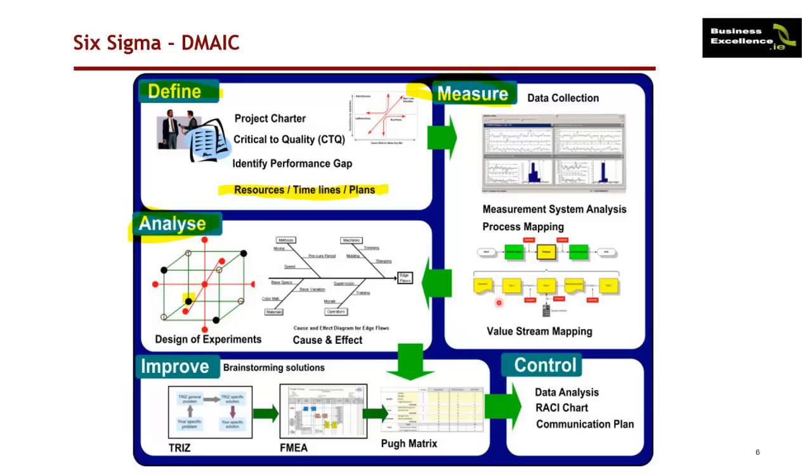In some cases we want to brainstorm solutions, so we're going to talk about a concept called trees. We also want to make sure that whatever solution we develop is appropriate and doesn't have failure modes associated with it. So we're going to use a process called failure mode effect analysis. We're also going to use a methodology called a PUGH matrix. If you have multiple solutions and multiple options, the PUGH matrix helps us identify which is the most appropriate solution based on the criteria. And the last part of the methodology is the control phase.